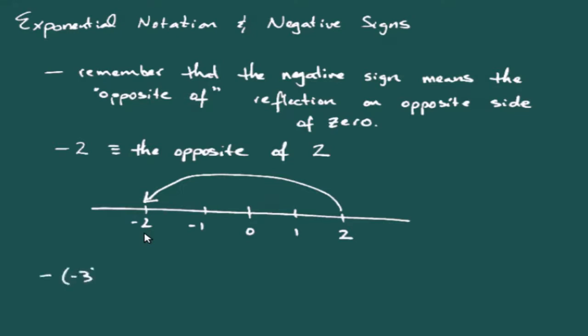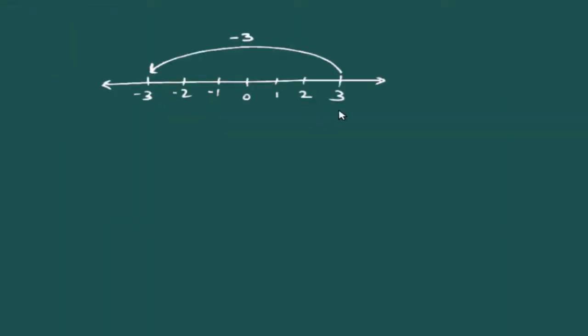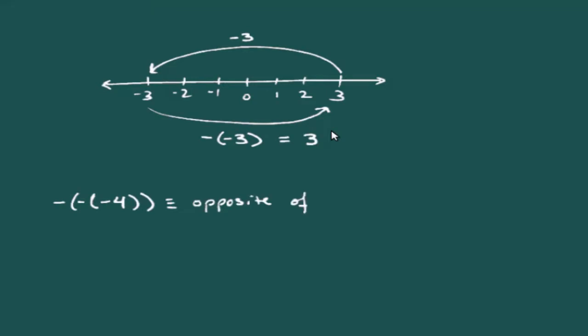And so if we did the opposite of -3, which is what we have here, the negative of -3 is going to be the opposite of 3. The opposite of 3 puts us over here at -3, and so the opposite of -3 brings us back around, so we do another reflection and we end up back at 3. And so what we have then is the opposite of -3 is 3.